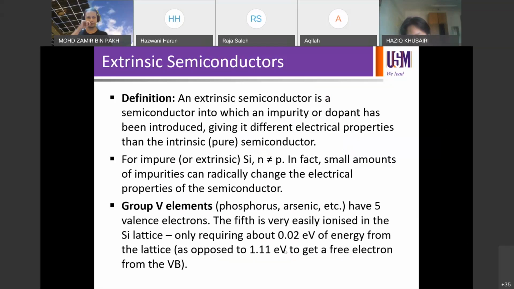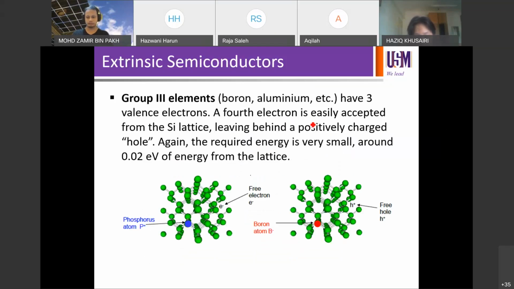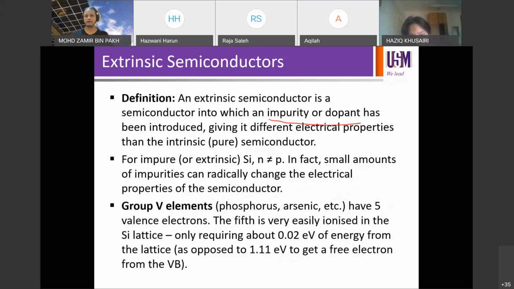Okay, extrinsic semiconductor is a semiconductor into which an impurity or dopant has been introduced. So you now have impurities or dopants. As we talked about in our first or second lecture, impurities can be desired or undesired. Undesired can be like oxygen or carbon or metals, which are not supposed to be in the lattice, but they are there somehow by accident or by certain process, right? We're going to learn later on.